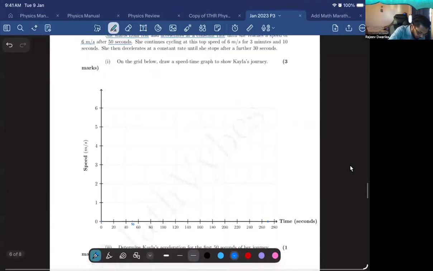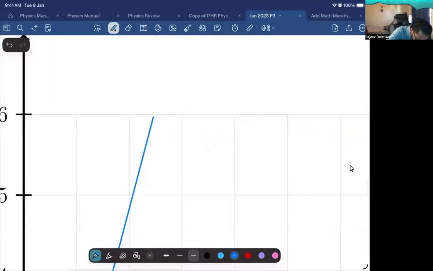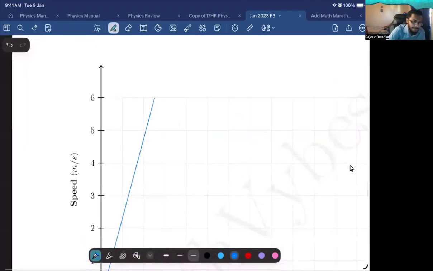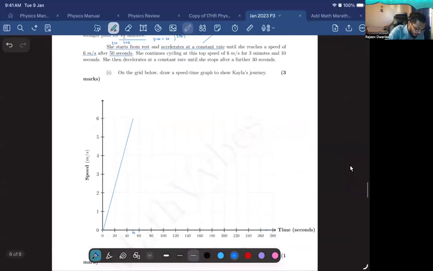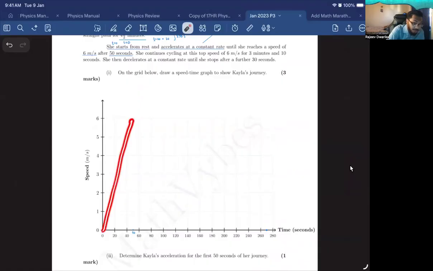And after 50 seconds, she reached 6 meters per second. Let me know if you understand that. Yes, sir. Okay, is there anybody that does not understand that at all? I need you to tell me no. Are you confused as to why I drew a straight line from 0 to 50, 6? If you understand, please let me know. Say vibes or something. I understand. Vibes. Somebody was saying that they do understand.